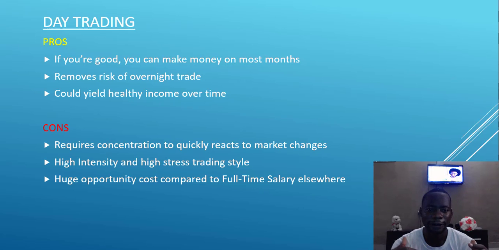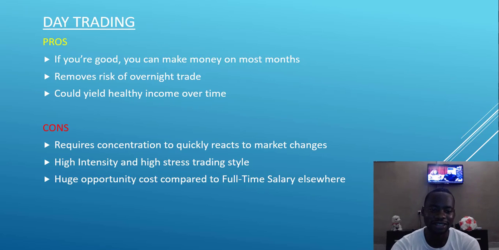This means that if you look at the type of gains you might make trading with this strategy, and compare it with the time you're going to spend on another job, you now know if it's actually worth it, because you might be earning more with a full-time job than using this type of strategy. That is where the opportunity cost comes into play. However, some people also make a whole lot of money with this type of strategy if you know your game very well.